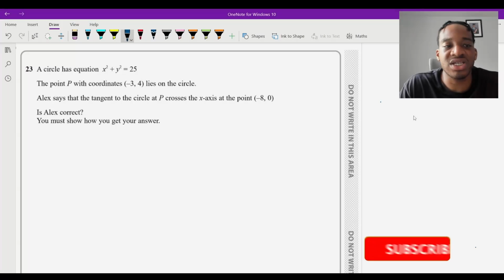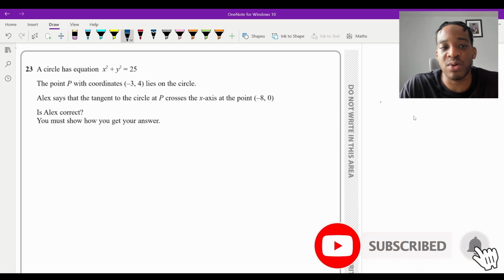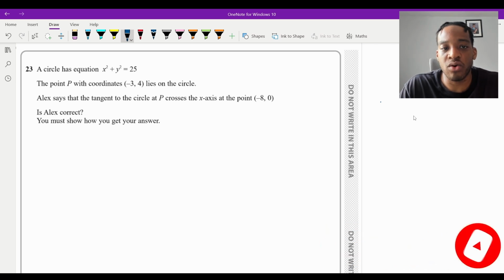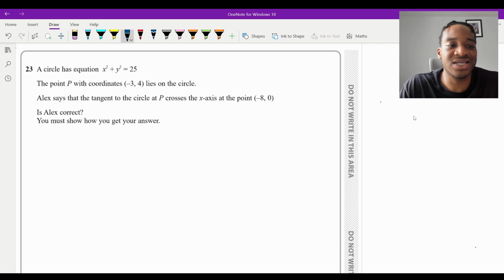Okay, so question 23 says, a circle has equation x squared plus y squared is equal to 25. The point P with coordinates minus 3, 4 lies on the circle. Alex says that the tangent to the circle at P crosses the x-axis at the point minus 8, 0. Is Alex correct? You must show how you get your answer. And this is 4 marks.